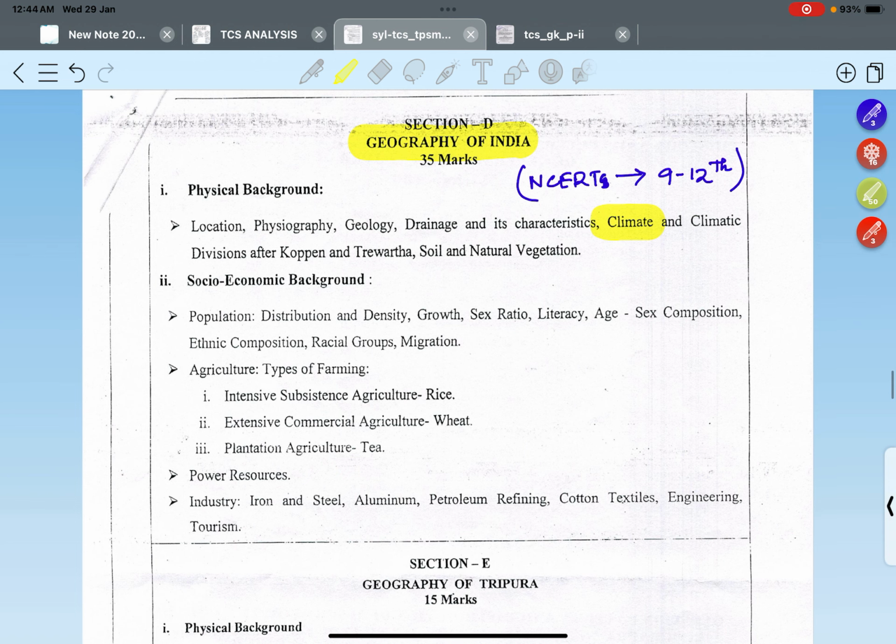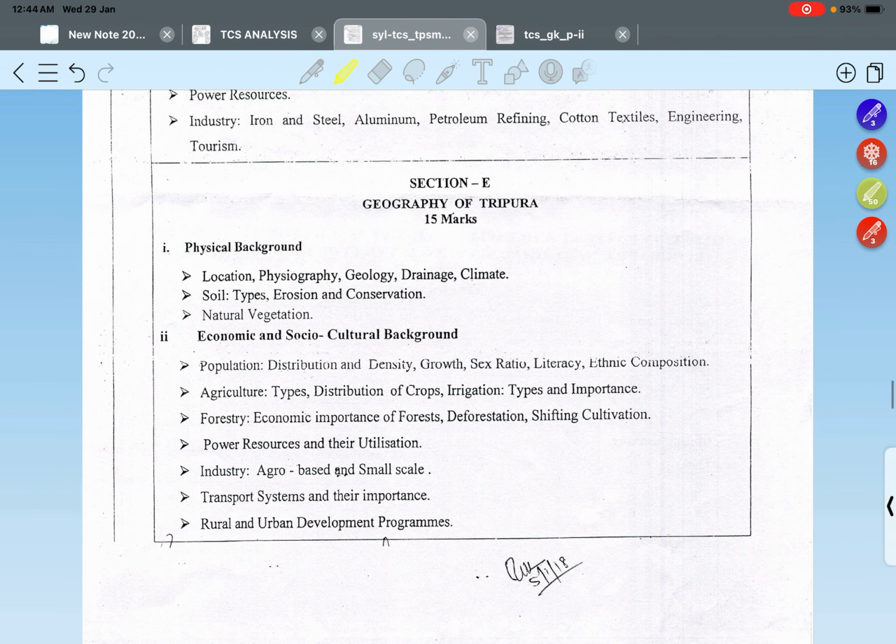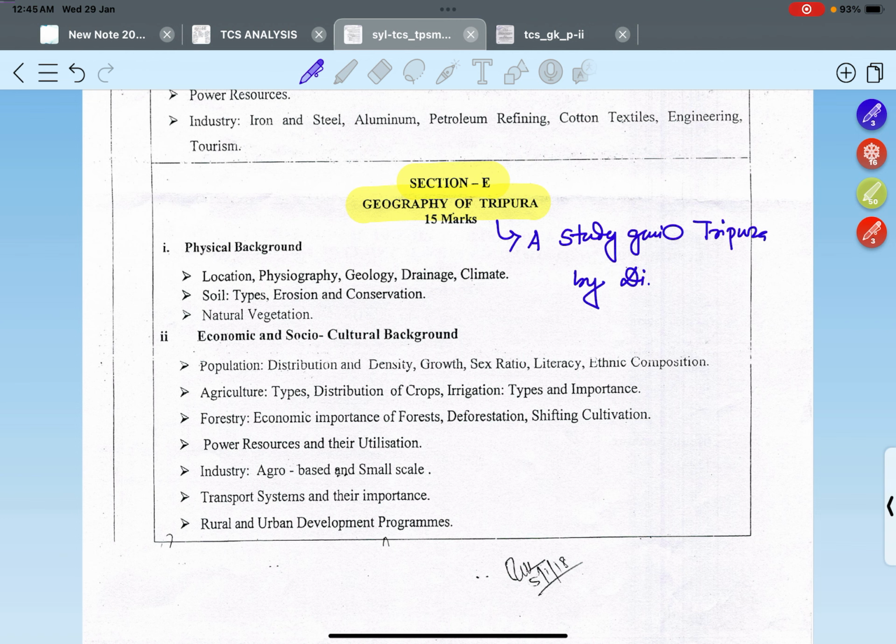Next is the source, which I have already told you: NCERT 9 to 12. Next is Tripura, geography of Tripura. The one and only source for the geography of Tripura is the book I already told you, A Study Guide: Tripura by Dilip Kumar Roy. This is the only source where you can completely cover the geography portion of Tripura.